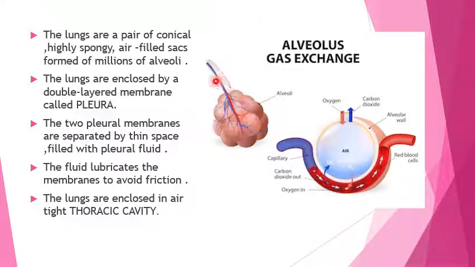The lungs are conical, highly spongy, air-filled, formed of millions of alveoli, and they are enclosed by the double membrane known as the pleura, and in between the double membrane there is a fluid called the pleural fluid to avoid friction, because they are enclosed in the thoracic cavity, that is the rib cage. So they are highly protected inside the thoracic cavity, which is made up of ribs. So this is all about your human respiratory system and respiration in animals.